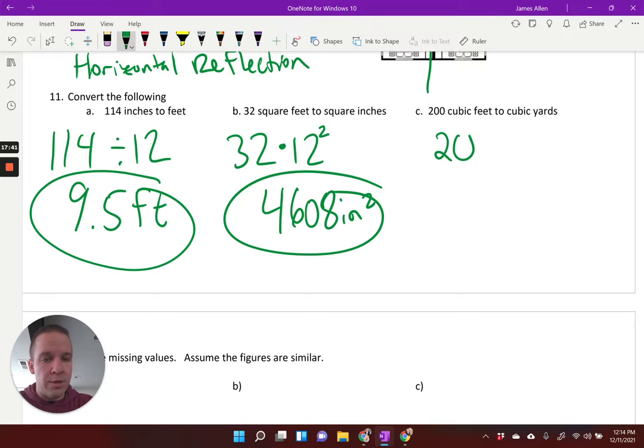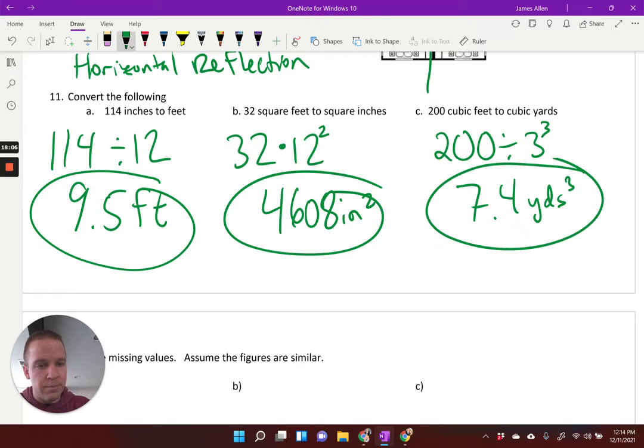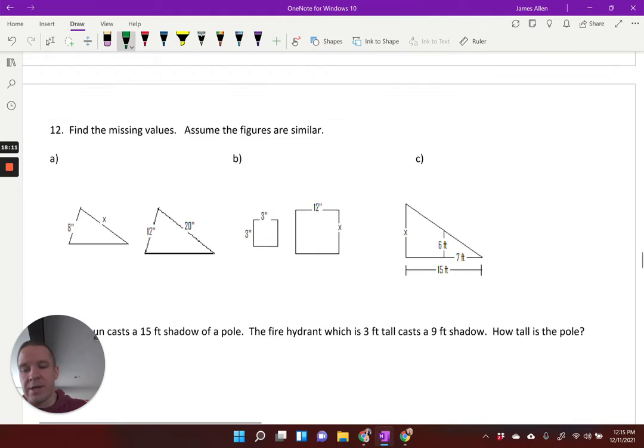Now we're going cubic feet to cubic yards. So 200 cubic feet to cubic yards. That's going to be a smaller number, right? Because yards take up more. And there are 3 feet in a yard, but we're dealing with volume, so cubic units. So I'd have 200 divided by 3 cubed, or 27. And I'm going to get 7.407, so 7.4 cubic yards. All right. There's some good conversions. Nice little refresher there.